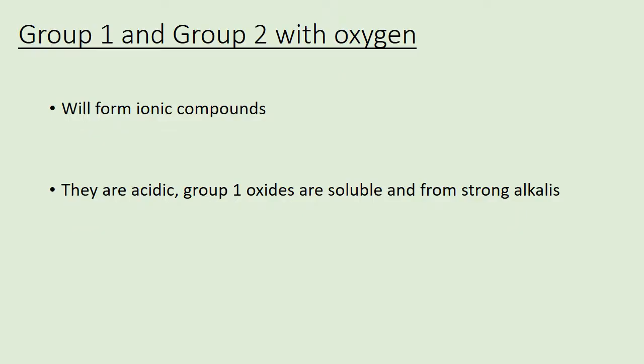The best thing for us to do then is to look at each group in turn. We're going to look at group 1 and group 2 because they're metals. We identified those in the periodic table as metals. Now, when metals react with oxygen, you get metal oxides. So if I look at group 1, we've got lithium and sodium. Those are the 2 group 1 metals. They will react with oxygen to form metal oxides.